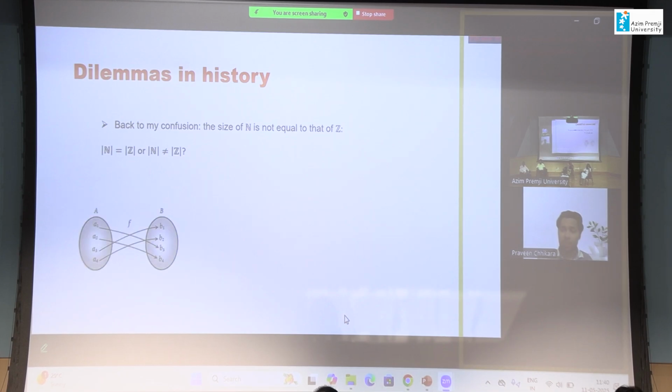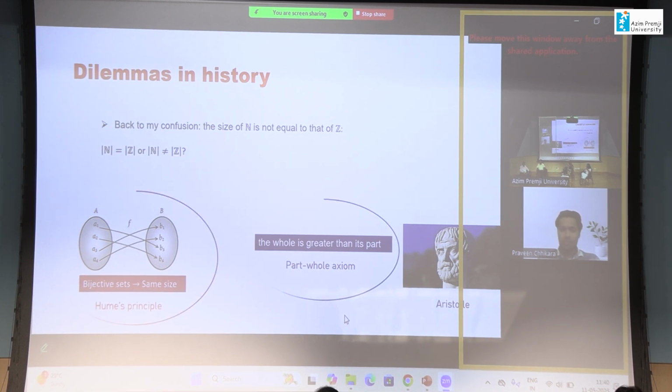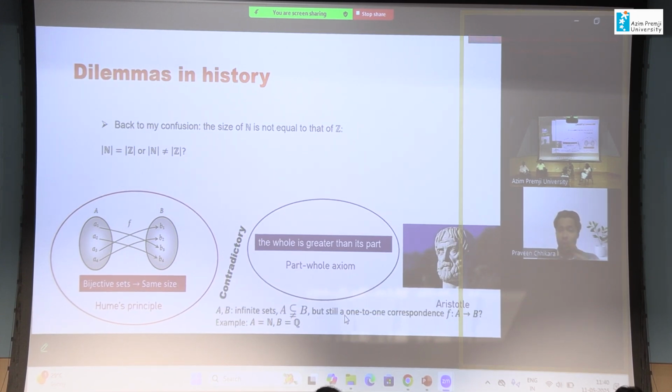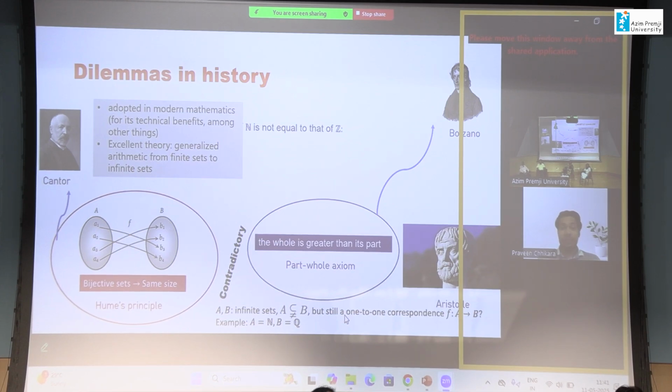So the idea of bijective sets in mathematics suggests that they are of the same size. And another idea by Aristotle, the part-whole axiom, says that the whole is greater than its part. So these are contradictory, and you can see this from this one example. One of them is supported by one of the mathematicians, Cantor, and the other idea was supported by Bolzano.